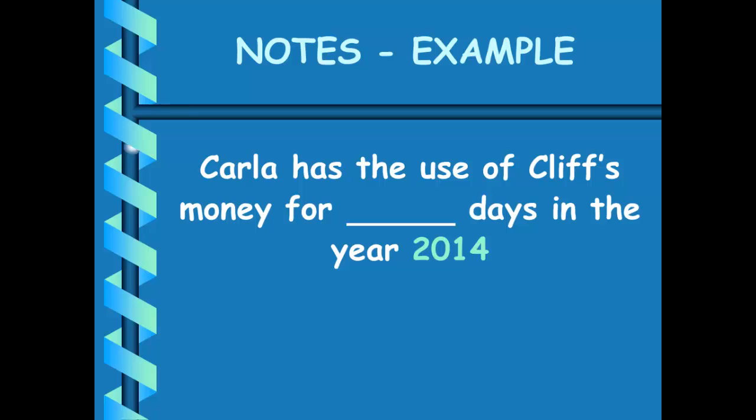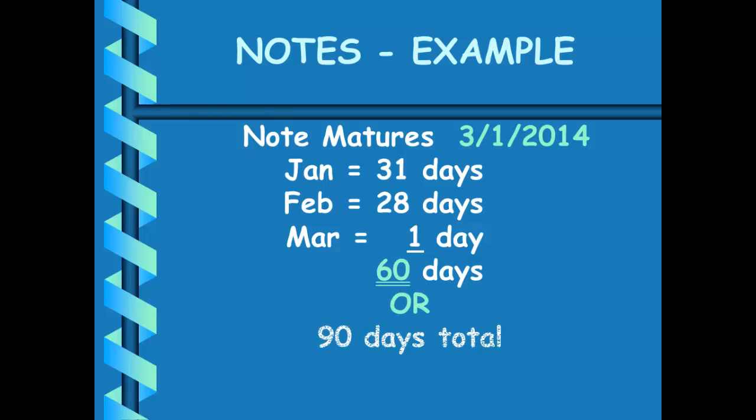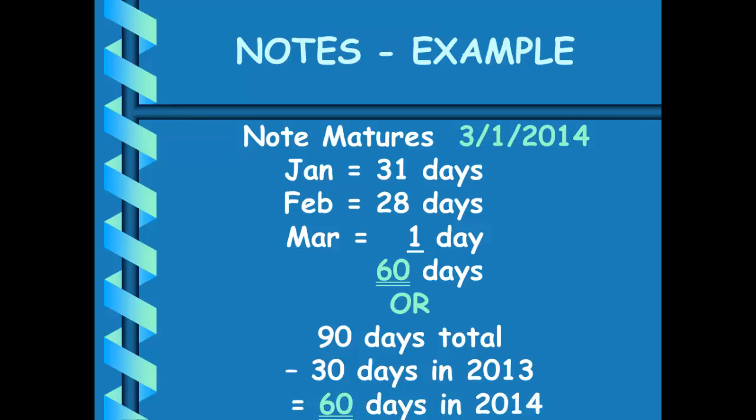Let's move on to the next year. Carla will have the use of Cliff's money for how many days in 2014? 60. Now there are two ways to figure this. One is, and I'm sure nobody did it this way, we could count up and see when that note actually matures, and we would find that it matures on March 1st, which is 60 days. If you got 60 though, here's what you did. You said it's a 90-day note. 30 days were last year. 90 minus 30 says there must be 60 days this year. That's good.